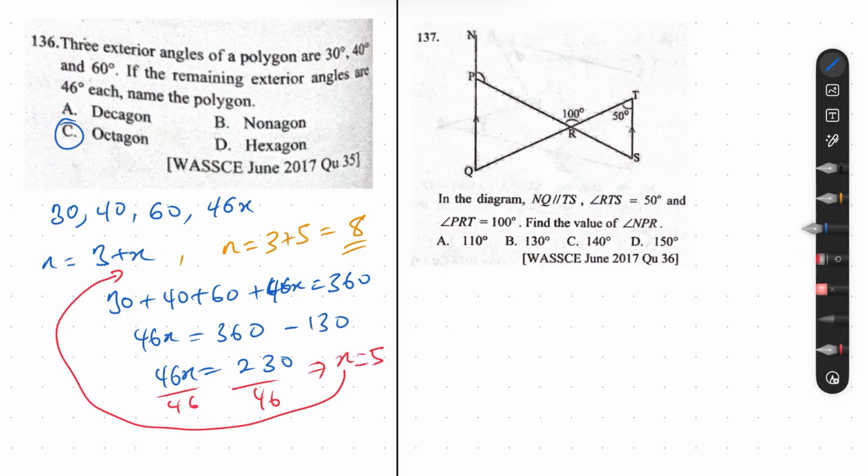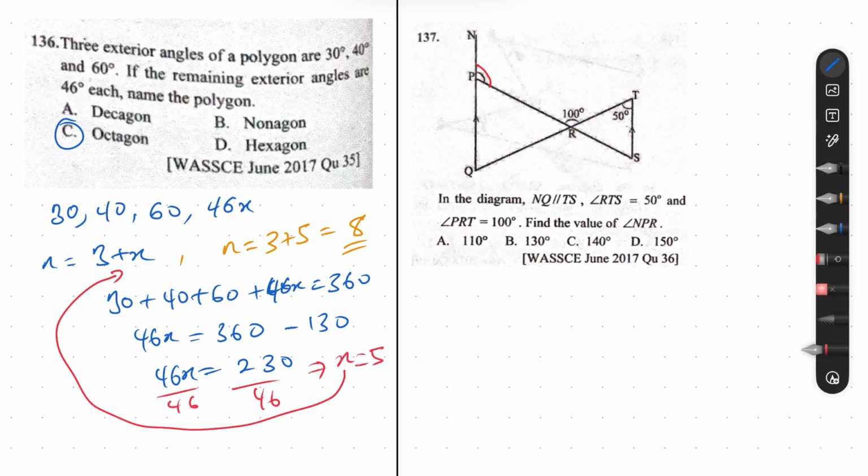Cool. Let's move on to question number 137. The question says, in the diagram, NQ is parallel to TS. These two lines are parallel. Then we are given angle RTS, this angle, to be 50, and angle PRT, this angle, is 100. Now we are asked to find the value of angle NPR. So this is the angle we are looking for, this angle right here.